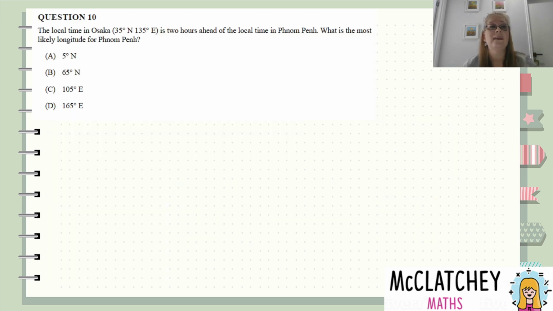Okay, here's our last question, question 10. The local time in Osaka, which I happen to know is in Japan, is 35 degrees north, 135 degrees east, and it's 2 hours ahead of the local time in Phnom Penh. What is the most likely longitude for Phnom Penh? Now, a lot of people would not know where Phnom Penh is, but we need to know that we can use longitude to work out times.